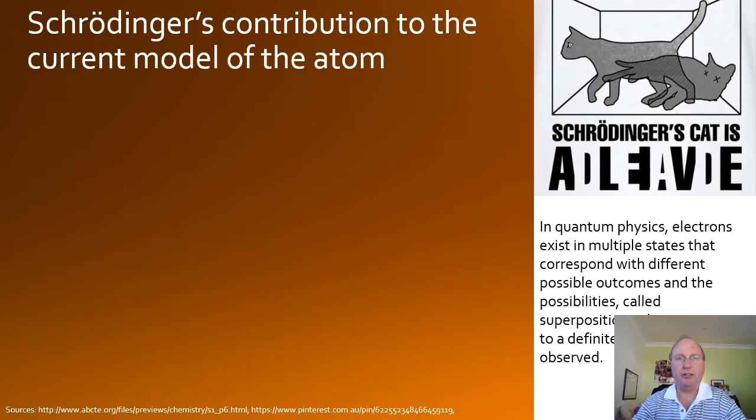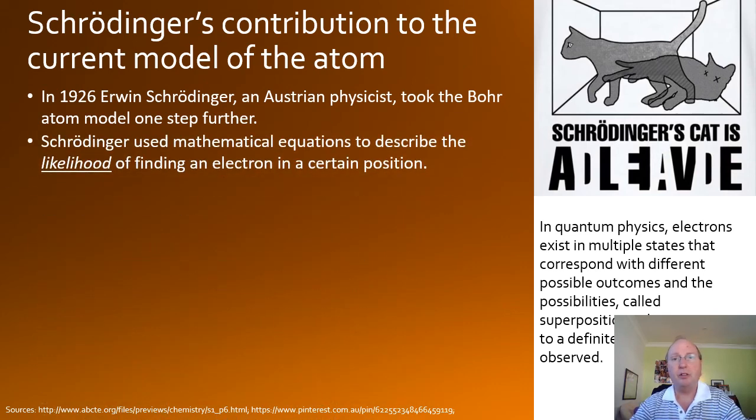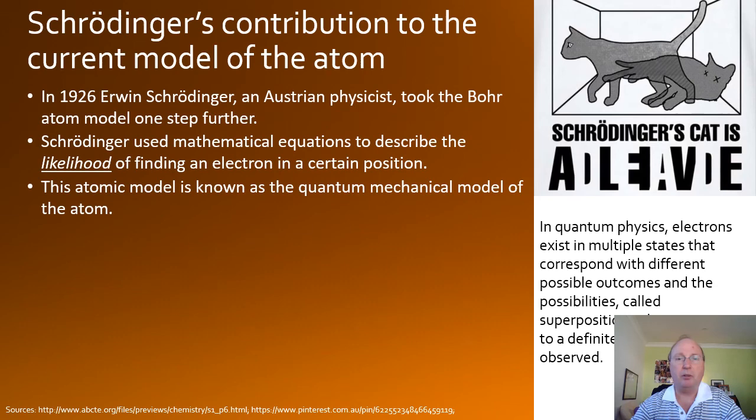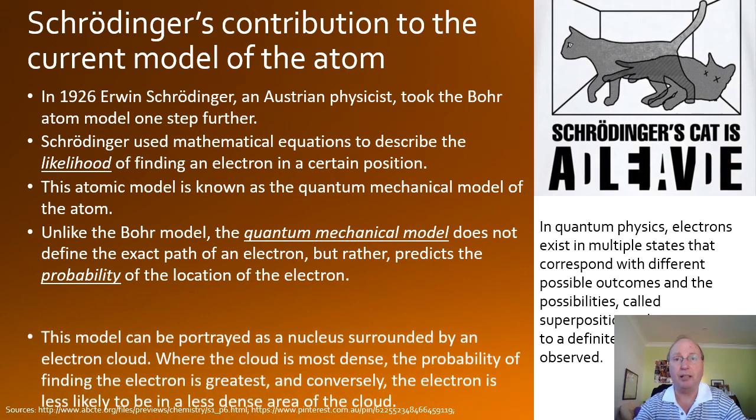So we'll now look at Schrödinger's contribution to the current model of the atom. In 1926, Erwin Schrödinger, an Austrian physicist, took the Bohr model of the atom one step further. Schrödinger used mathematical equations to describe the likelihood of finding an electron in a certain position. The atomic model is known as the quantum mechanical model of the atom. Unlike the Bohr model, the quantum mechanical model does not define an exact path of an electron, but rather predicts the probability of the location of the electron.